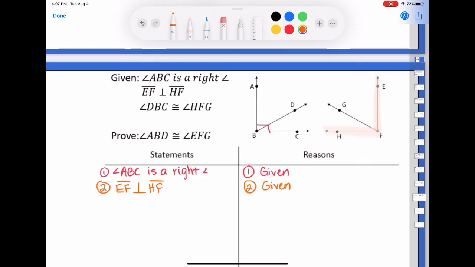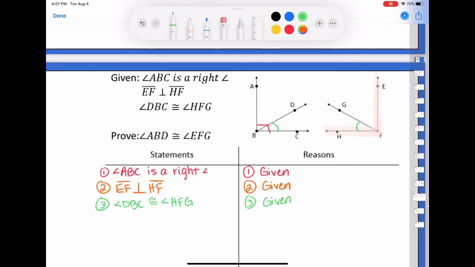Okay. All right, I'm also given step 3 because I know a lot of you like to write the givens all down first. Angle DBC is congruent to angle HFG, given. DBC congruent to angle HFG.